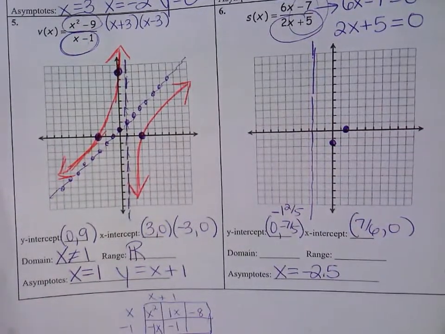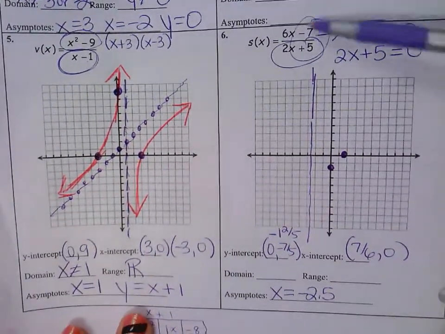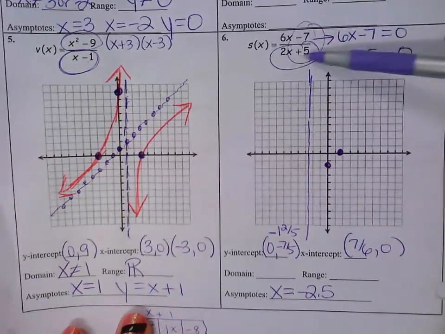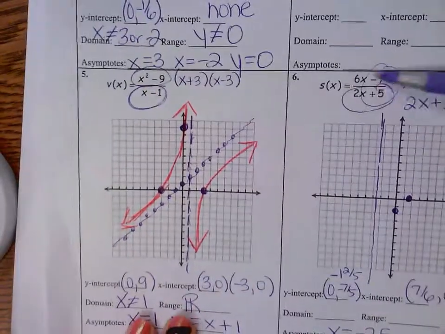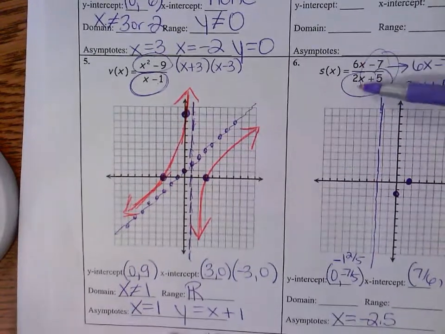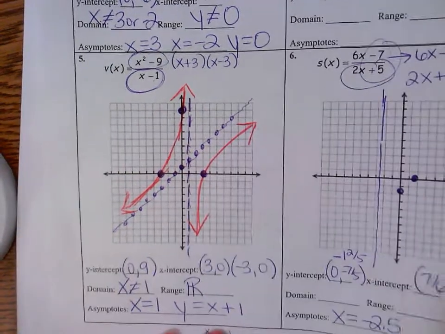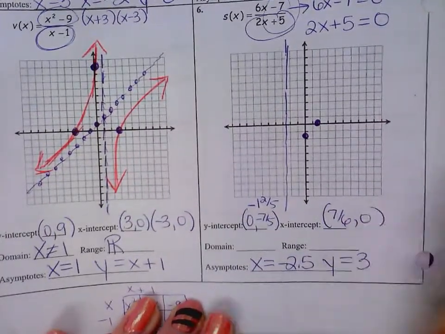And then my last step is to compare the powers of the numerator and denominator. So I've got both linear functions this time, right? So we've done it when the denominator was bigger. We did it when the numerator was bigger. This time they're equal, so we just strip the coefficients, and 6 divided by 2 is just +3. So my asymptote is at y equals 3.